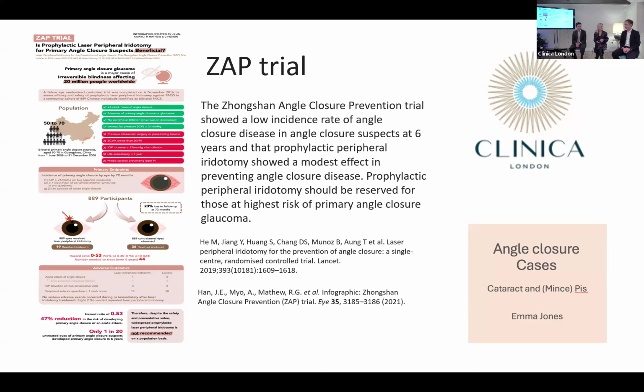So, yeah, what would I say? I think it's safest to dilate them in a place where they've got access to pressure lowering medications if their pressures go up. If you're going to dilate somebody in a hospital or in a clinic setting, that's the safest setting for them to be dilated in.